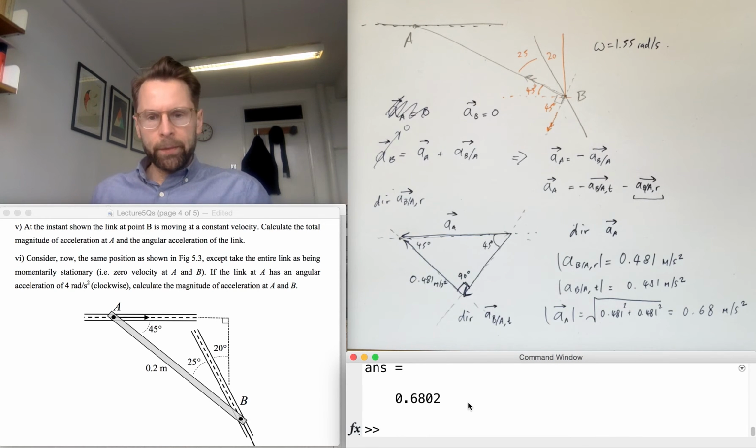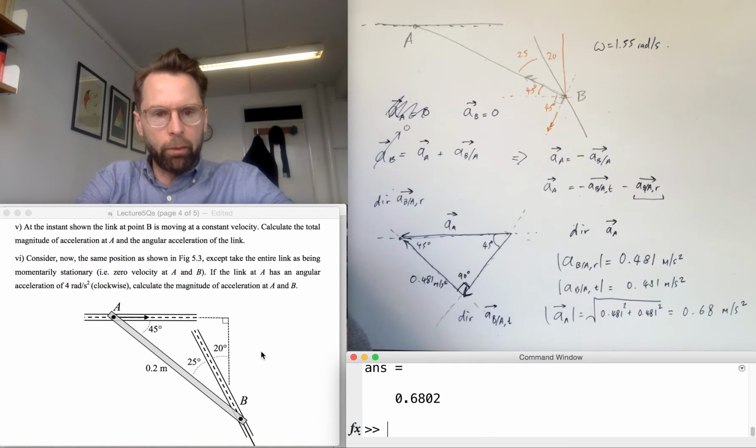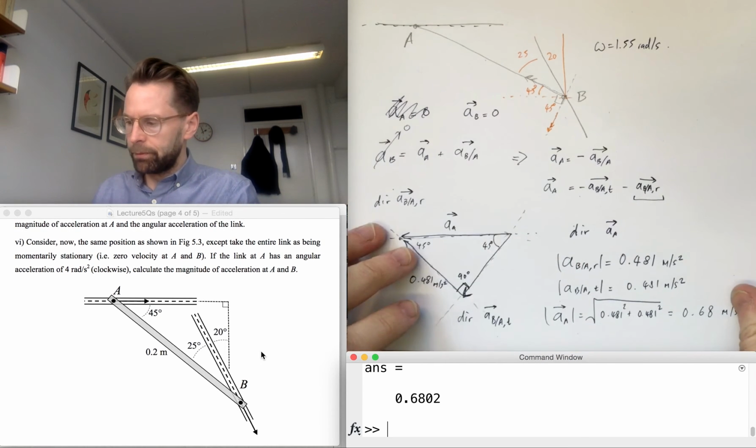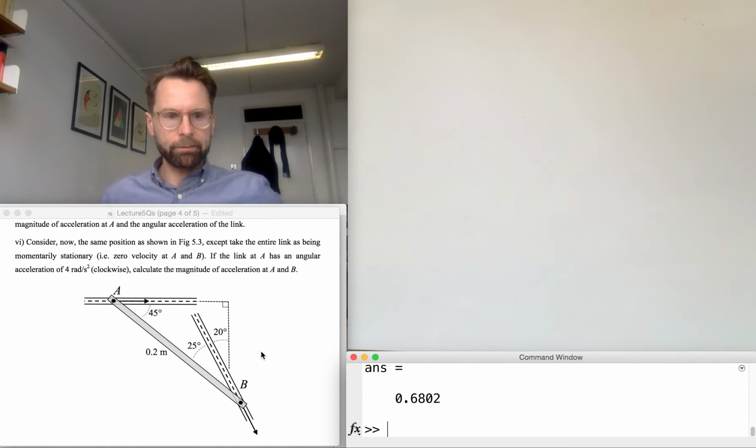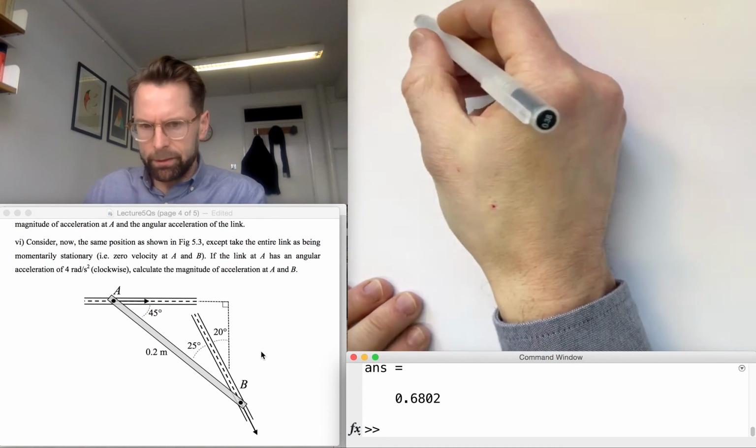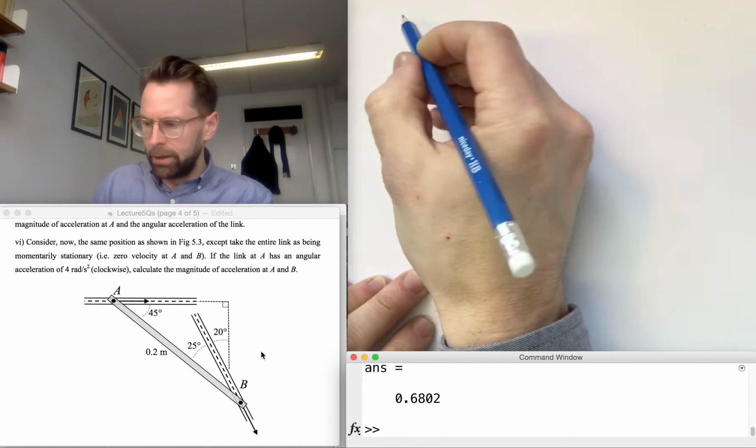Right, let's go on to the final part then. And now it's saying, I have to draw another diagram. Consider now the same position. So, final diagram.